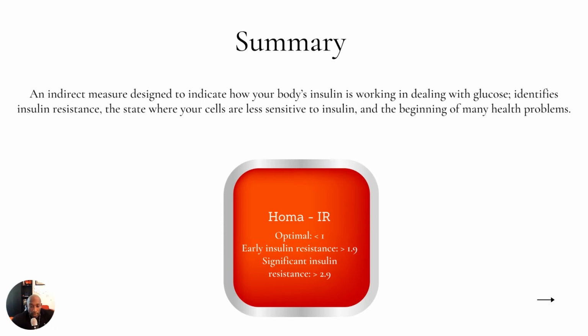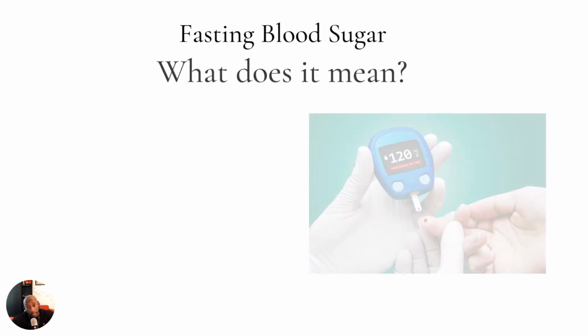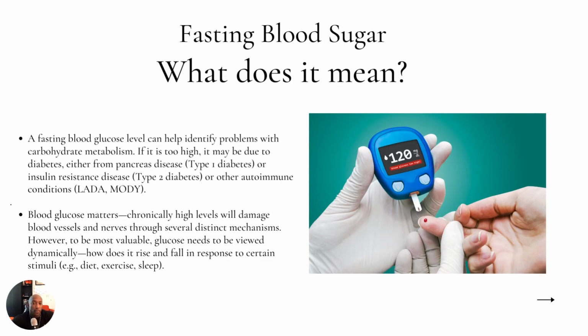Now, what is optimal? Optimal is as close to 1 as possible. If it's over 2, that's early insulin resistance. If it's over 3, it's definitely significant insulin resistance.